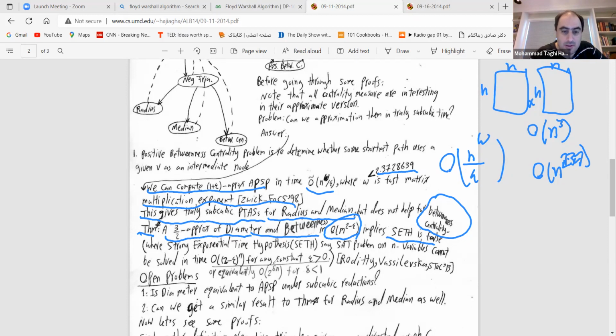First you need to know what the strong ETH is. It says that essentially for the SAT problem, or the 3-SAT problem on n variables, the best thing that you can do is 2 to the n. So how can we solve a SAT problem in 2 to the n time? Please unmute and answer. So how can we solve an n-variable SAT in 2 to the n time?